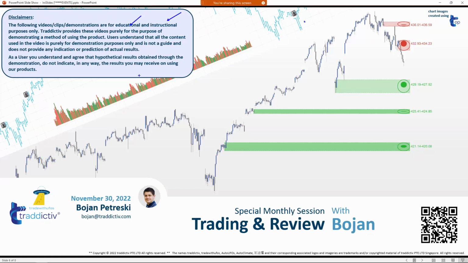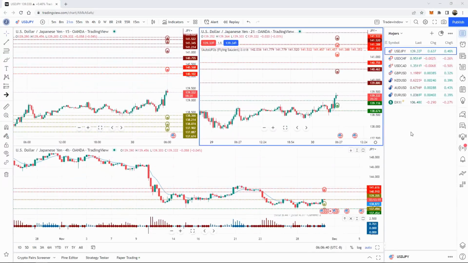We'll be getting started in just a few seconds here. All right, today we'll be utilizing TradingView for all of our trade setups. Couple things that we'll be doing today. We'll be looking at Forex.